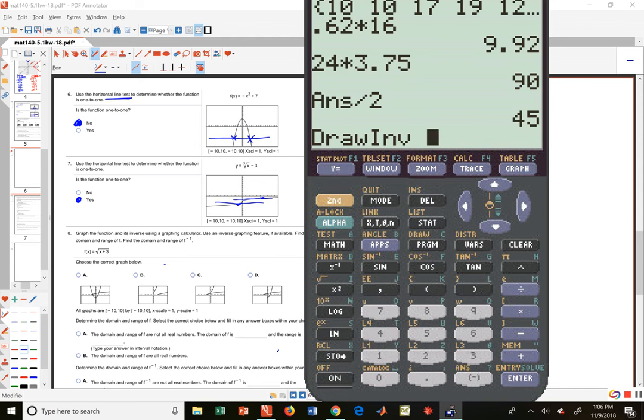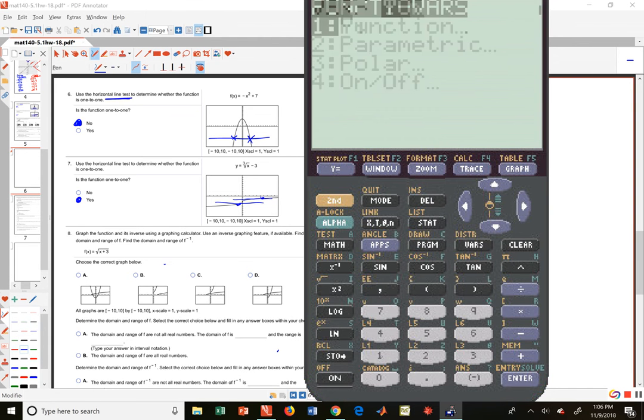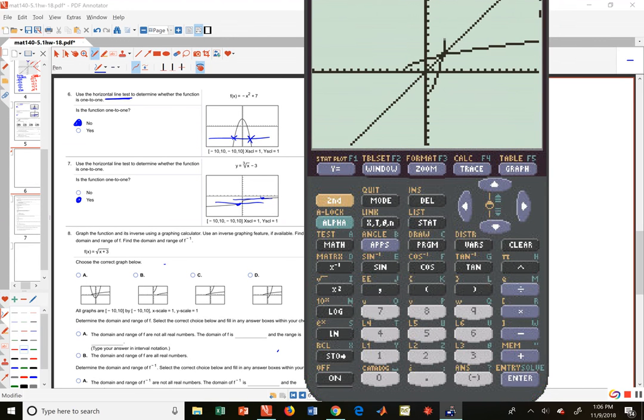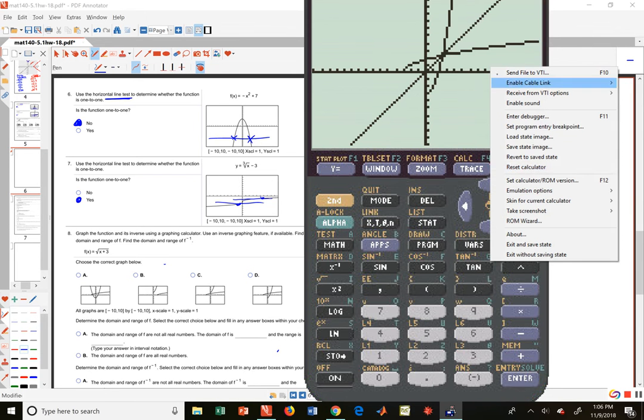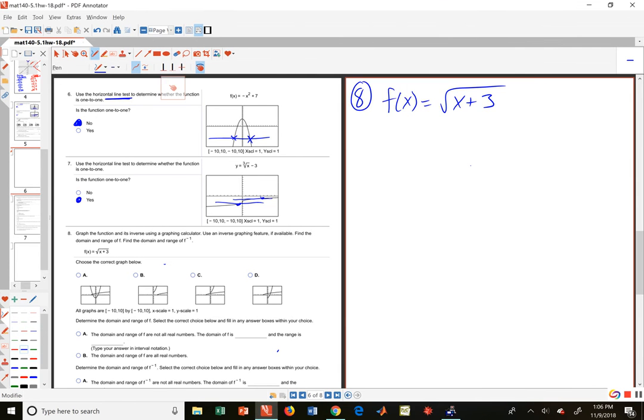Now, again, you're going to have to find these menus, so listen carefully. To find the y1, we go under vars, and then we move over to y-vars, function y1. And so draw inverse of y1, and hit enter, and there it is. We just drew the inverse function. So we don't even know what the formula is at this point, but we have a nice picture of it, and we can answer a lot of questions about it just by looking at the picture.